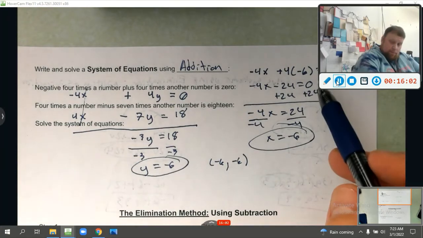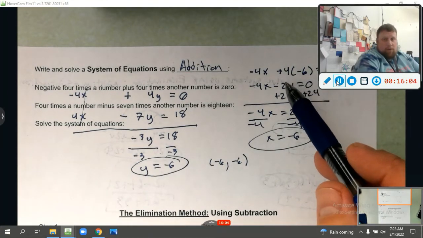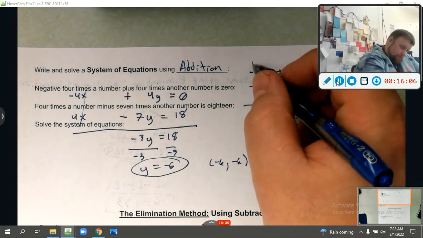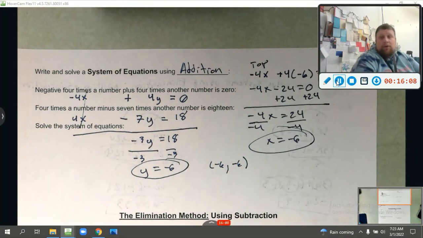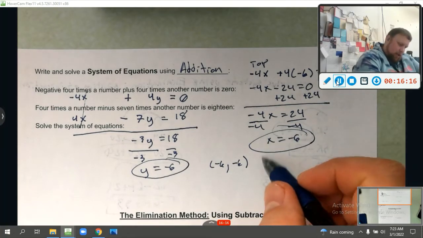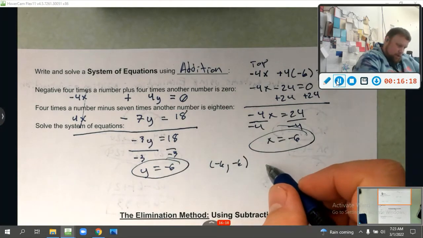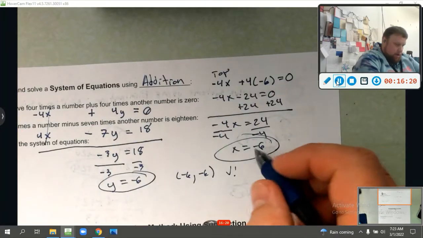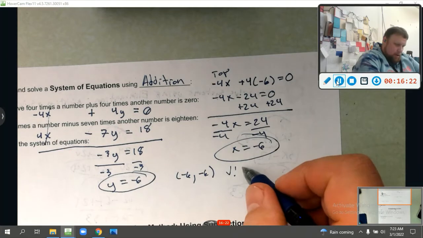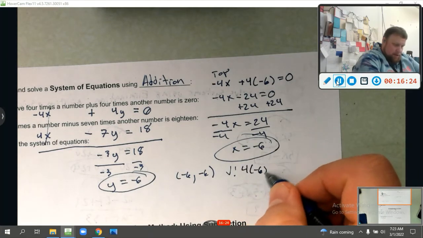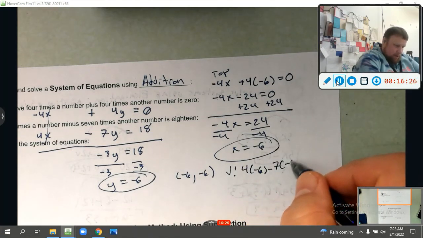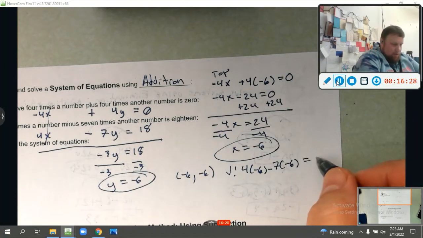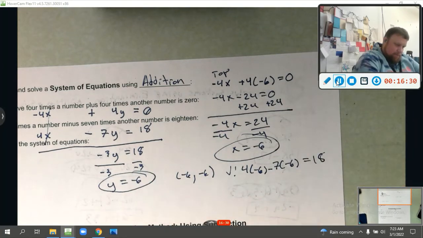Now here's the deal. Whichever one you solve it for, I always use the top, but whichever one you use, you just have to use the opposite to check it. Because if you solved it in the top, it's going to work in the top. We need to make sure it works in both now. So I'm going to check it in the bottom equation. Check: in the bottom I'm going to put 4 instead of x, -6, minus 7 instead of y, -6. Hopefully that equals positive 18.